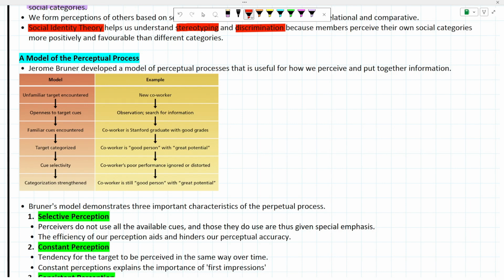So an example of this is you have a new coworker, an observation, you search for information about that coworker. Coworker is Stanford graduate with good grades. Coworker is a good person with great potential.